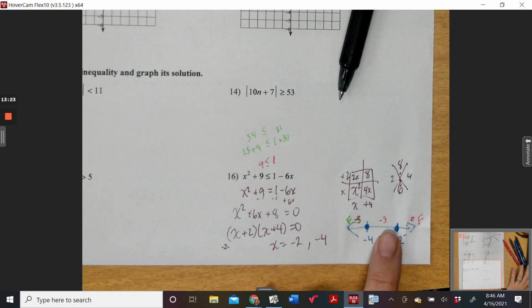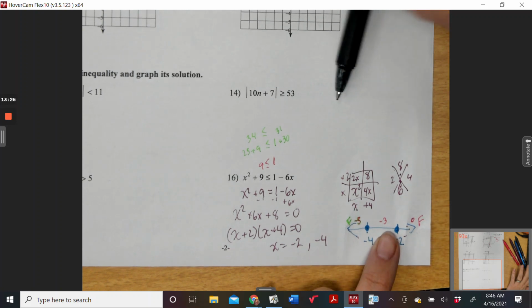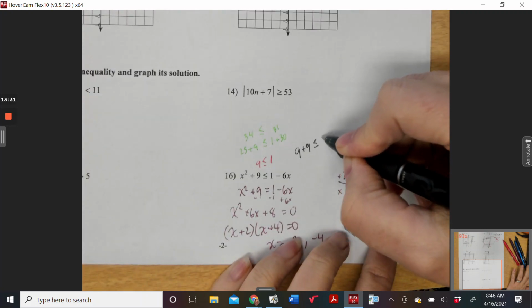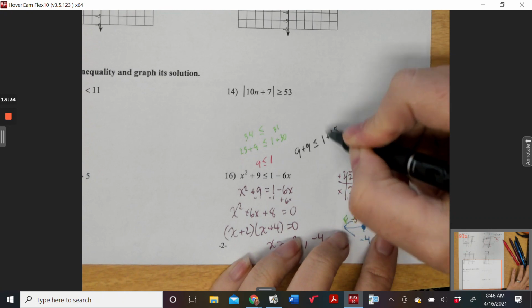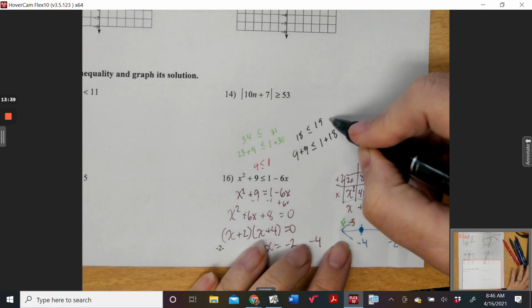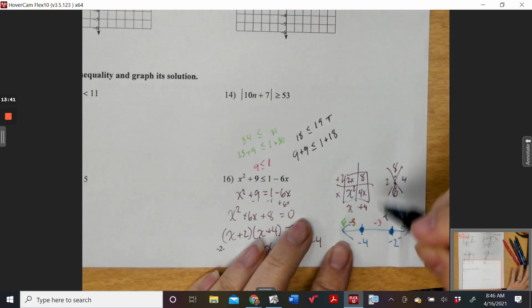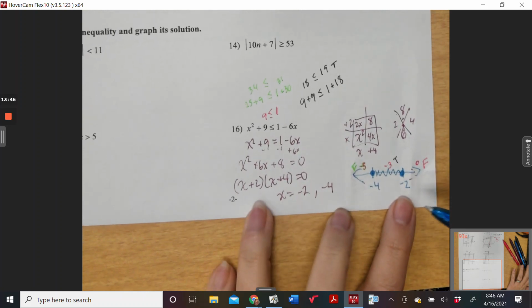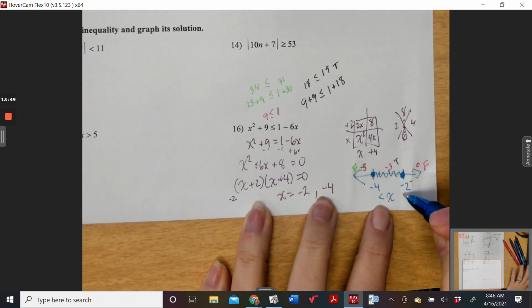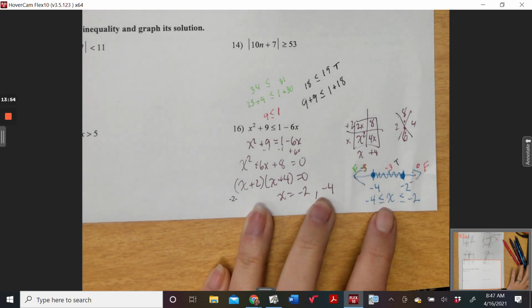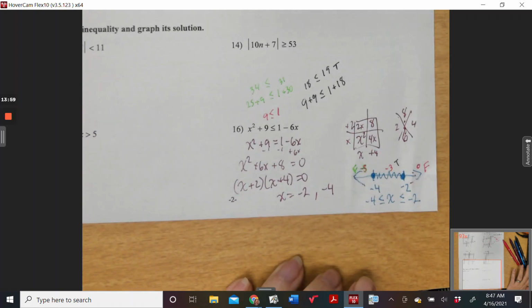So we hope for certain that -3, we really hope -3 is true. So let's go ahead and check. We'll have 9 plus 9 is less than or equal to 1 minus 8, plus 18. So that's 18 is less than or equal to 19, which is true. So this one is true, which means my answers are in between. And so then I have to write my math for in between. X is in between or equal to -4 and -2. That's my answer.